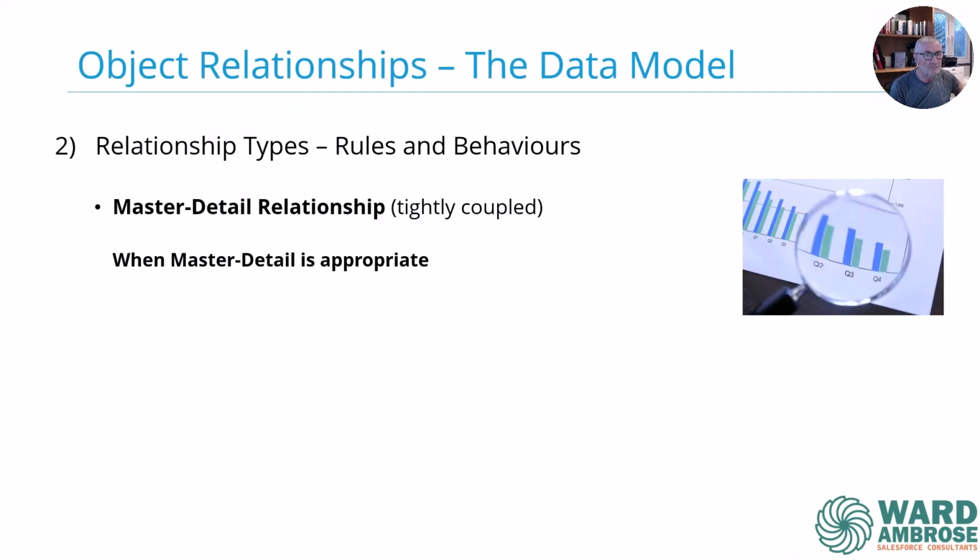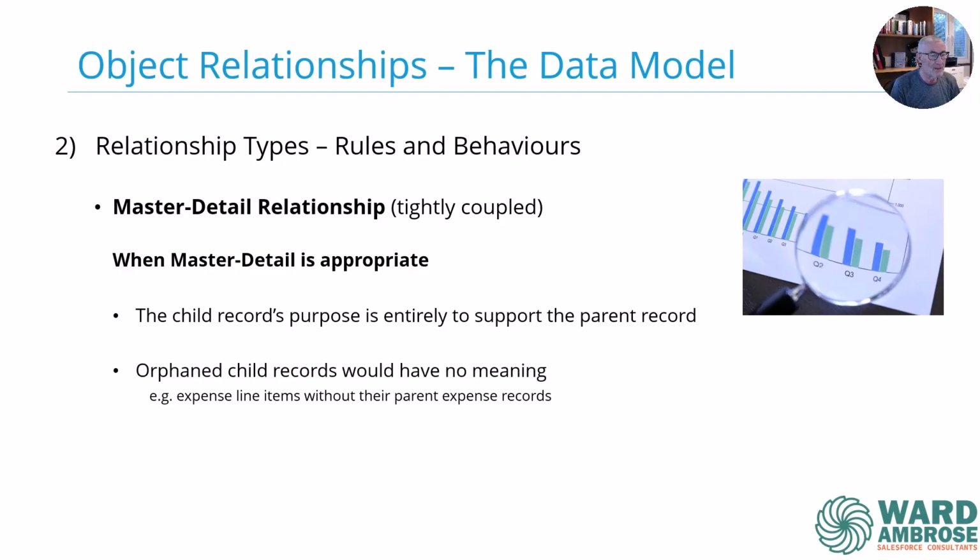With our decision process, if we are creating a relationship, should it be master detail or should it be lookup? When is master detail appropriate? It's when the child record's purpose is entirely to support the parent record. In other words, its existence would have no meaning if the parent record didn't exist. You have to ask yourself, if I deleted the parent, I have all these orphans, what would keeping that data do for me? If you need a roll-up summary on the parent side, well then that's the end of the discussion. It has to be master detail because you can't put those in place between records where it's a lookup.